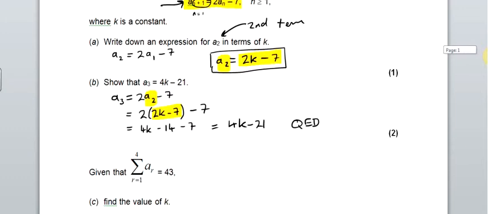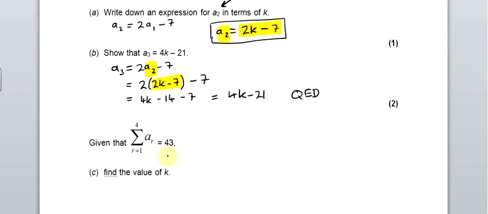And now we come on to the bit which may well catch some of you out. Given that the sum of A subscript r between 1 and 4 is 43, find the value of K. So this is a mystery to many people. It doesn't have to be though. You may recognise this sign here. This is the sum. So it's the sum of the sequence. In fact, it's the first 4 terms, starting at term 1, ending at term 4.